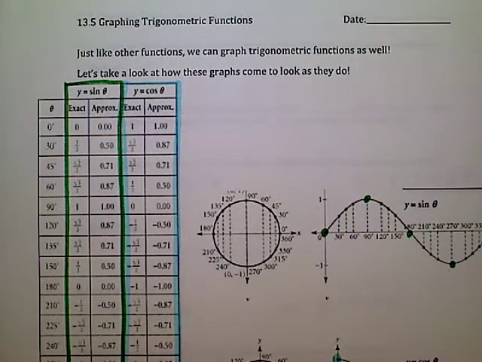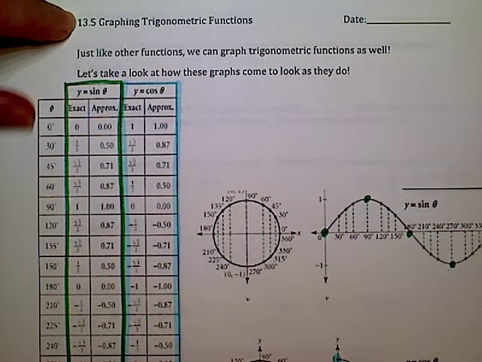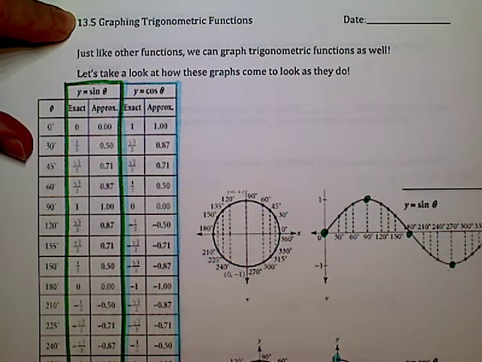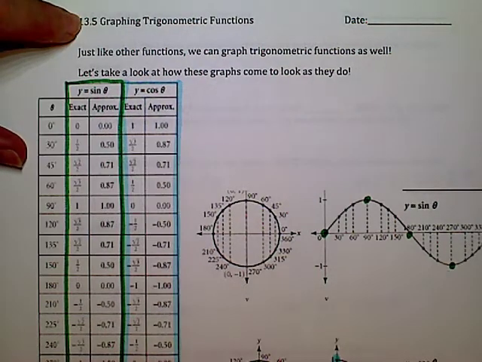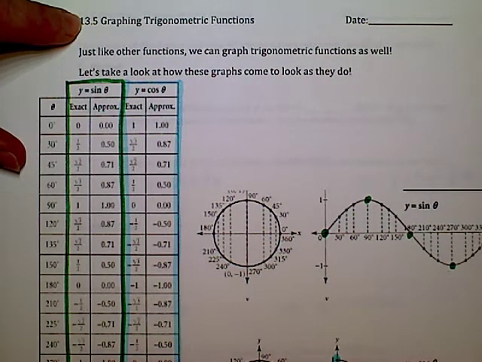Okay, guys, so in 13.5, we're going to be learning some new parent function graphs. Just like we have other parent functions, like the quadratic is this parabola shape, and the absolute value is this v shape, we want to know the shape of the sine, cosine, and tangent graphs as well.